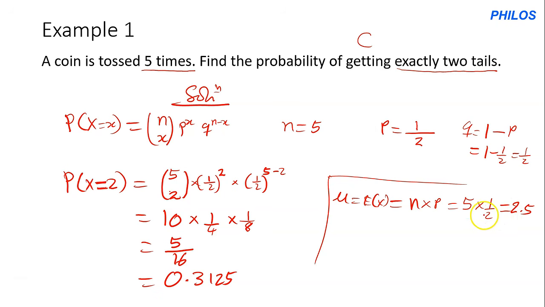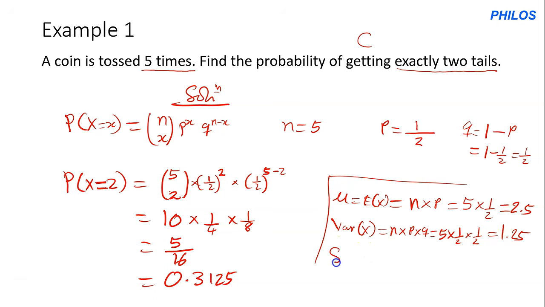For the variance of x, it should be n times p times q, isn't it? So our n is 5, and p is 1 over 2 and q is 1 over 2. So 5 times 1 over 2 times 1 over 2 should give us 1.25. So this is the variance. So the variance is 1.25.